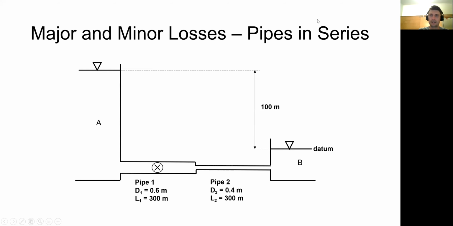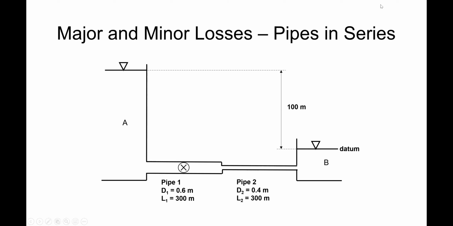The next thing we're going to talk about for this lecture is bringing together major and minor losses to do pipe flow, pipes in series types of calculations. Now, what we have is, of course, our typical reservoir system, but instead of having one pipe of one diameter going from reservoir A to reservoir B, we now have a pipe that has some other stuff going on.